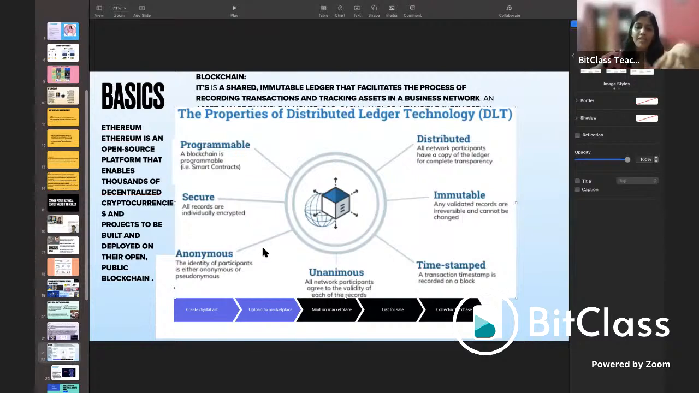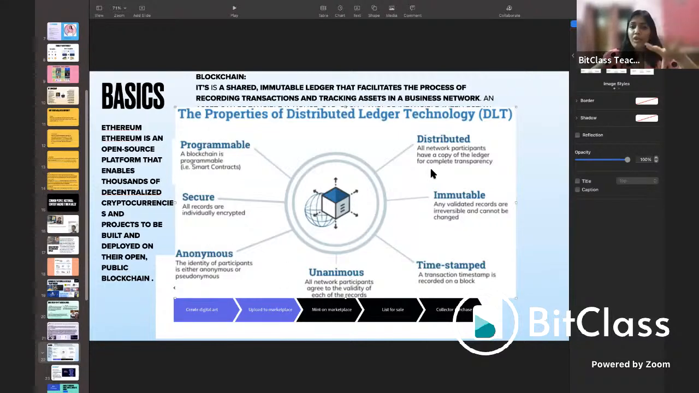All network participants will agree to the validity of each contract, right? Like RBI governs Indian rupees, in the crypto world and NFT world, there will be no king or queen who will tell you how you can sell, how you can buy. Market decides and balances the forces. The common people get to decide the money. Timestamp I've already explained. The time is already there.